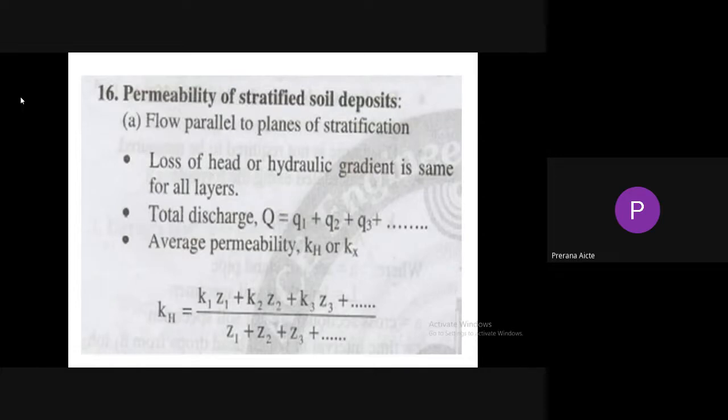In the case of flow parallel to planes of stratification, the loss of head or hydraulic gradient is the same for all layers, but discharge is different for all layers. The discharge for layer 1 is Q1, layer 2 is Q2, layer 3 is Q3, but all layers have the same hydraulic gradient. So the average permeability in the horizontal direction KH equals (K1 Z1 + K2 Z2 + K3 Z3 up to infinity) divided by (Z1 + Z2 + Z3 up to infinity).